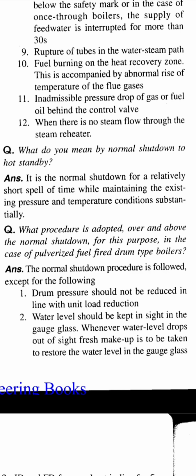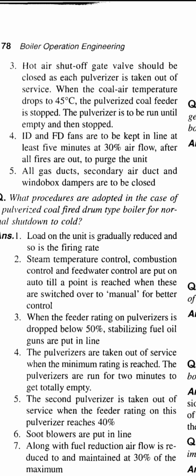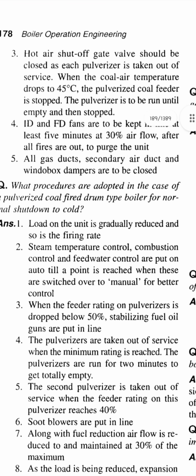Drum pressure should not be reduced in line with unit load reduction. Water level should be kept in sight in the gauge glass. Whenever water level drops out of sight, fresh makeup is to be taken to restore the water level in the gauge glass. Hot air shut-off gate valve should be closed as each pulverizer is taken out of service. When the cold air temperature drops to 45 degrees Celsius, the pulverized coal feeder is stopped. The pulverizer is to be run until empty and then stopped.